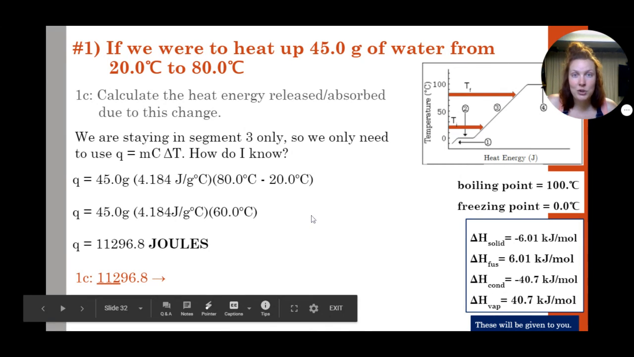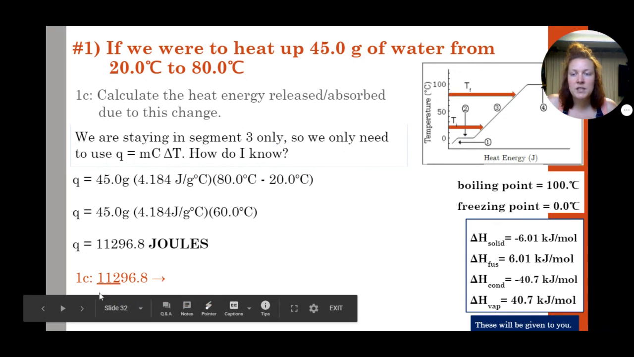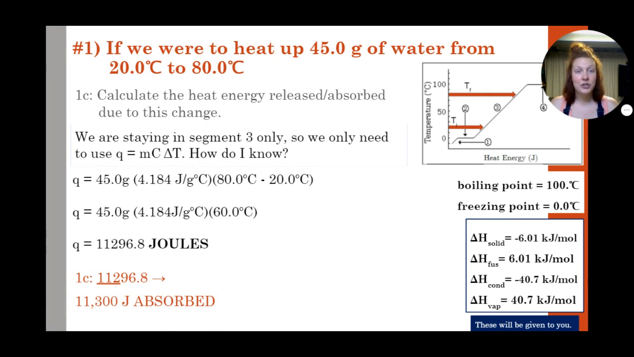Finally, we're going to round according to the rules of sig figs. All of my numbers given to me initially have 3 sig figs, so our final answer should be 11,300 joules absorbed. Now, you can double check yourself here. You know that it should be absorbed because you calculated a positive number, and that means you're gaining energy, your energy is entering the system. But you also know you are increasing in temperature. You're moving from left to right on this graph, and so you should be increasing in energy. You should have a positive Q value. So that's why it's also important for you to remember which direction you're moving on this table.